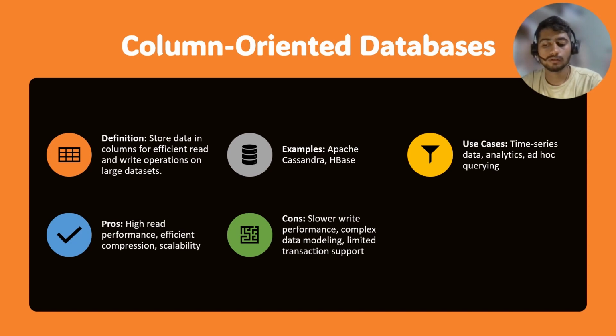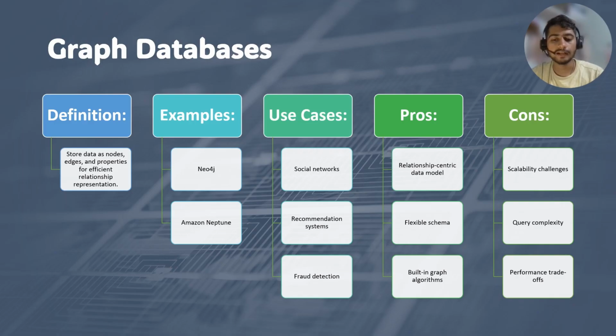So, graph database. A graph database stores data in nodes, edges, and properties, allowing for efficient representation and querying of relationships between entities. Nodes represent entities, edges represent relationships between entities, and properties provide additional information about nodes and edges.